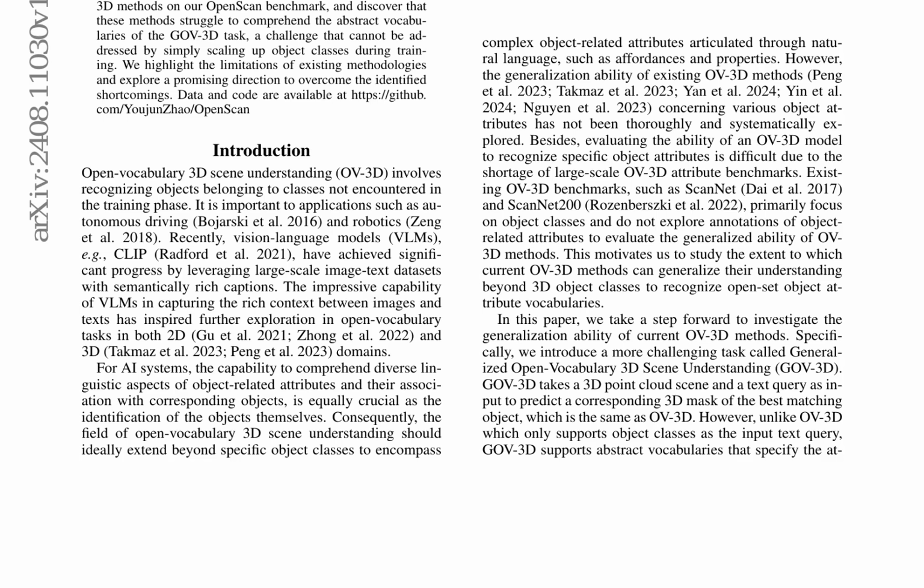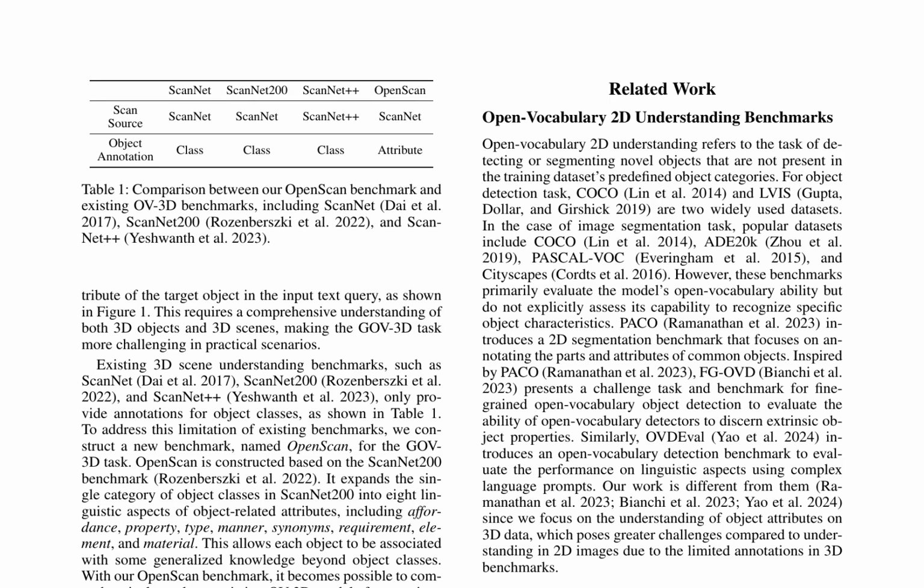7 strong baseline methods were compared under the GOV3D task on the OpenScan benchmark, with results showing that current state-of-the-art OV3D models excel in understanding basic object classes but struggle to comprehend object attributes such as affordance and material. This highlights the importance of establishing a comprehensive and reliable benchmark to identify the weaknesses of OV3D models.